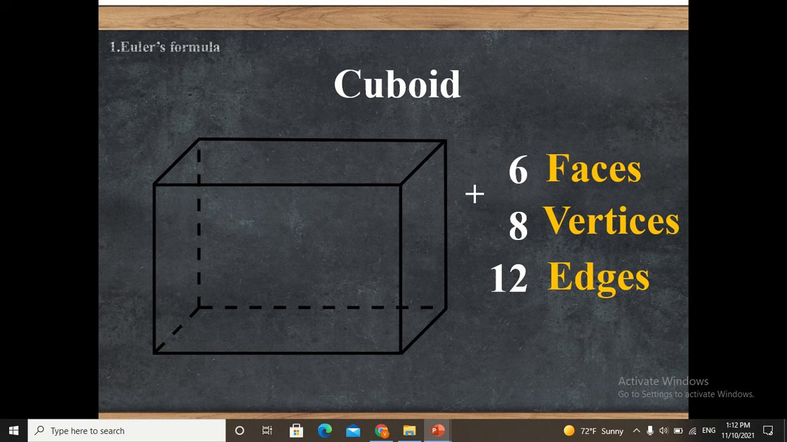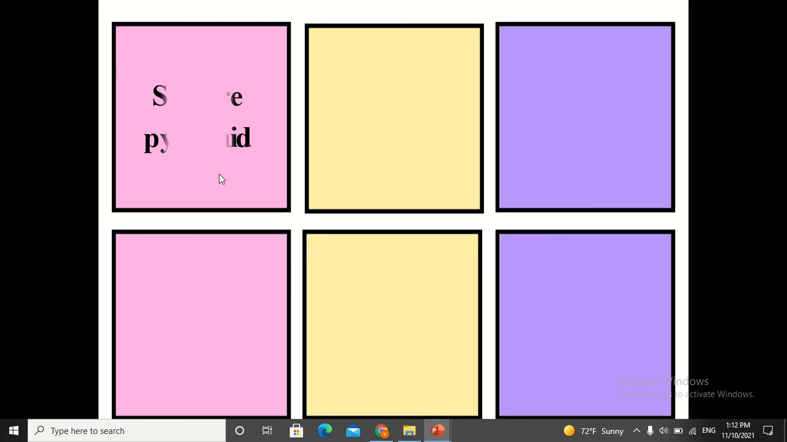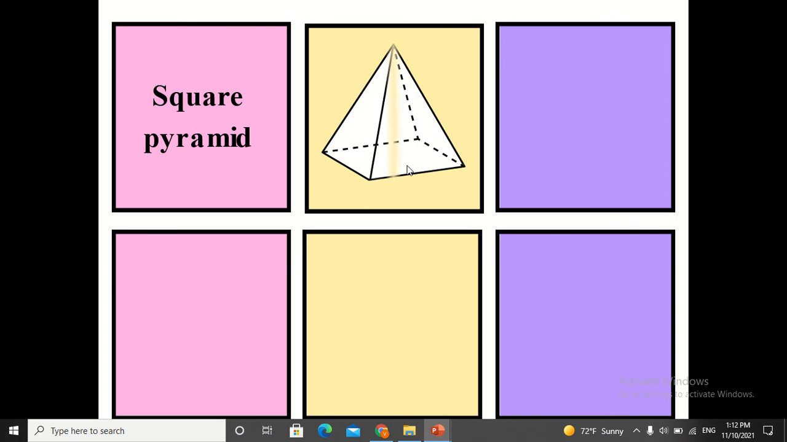6 plus 8 minus 12 equals 2. We can see F plus V minus E of cube and cuboid equals 2. Try with a square pyramid. A square pyramid has 5 faces, 5 vertices, and 8 edges. 5 plus 5 minus 8 equals 2.